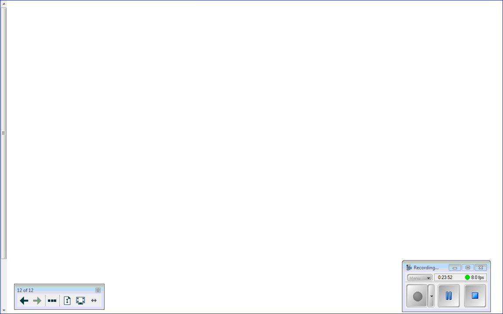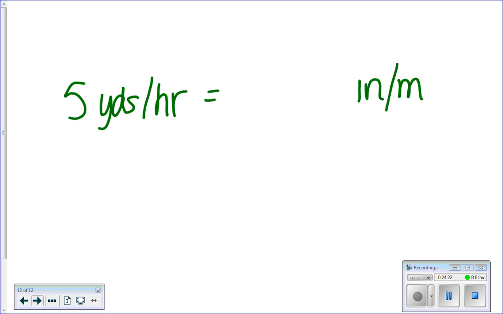You want to do number 3 too? Sure. We'll do 2 and 3 too. So here's number 2. Lexi can paint 5 yards of fencing in 1 hour. So 5 yards per hour, right? Everybody understand how I wrote that? At this rate, how many inches does she paint per minute? So I'm going to go to inches per minute. See how this is a multi-step one?